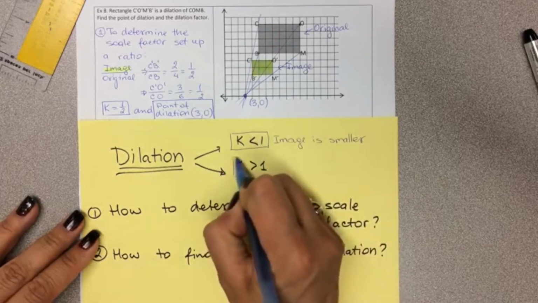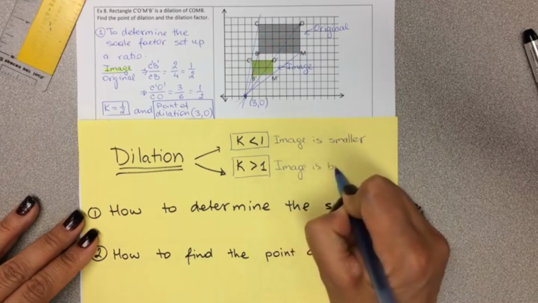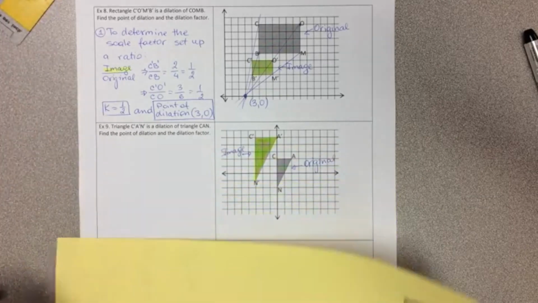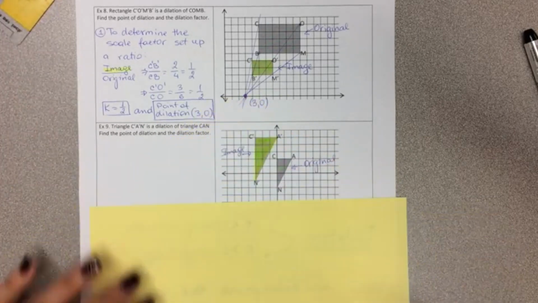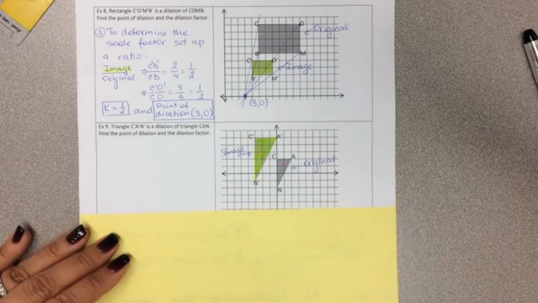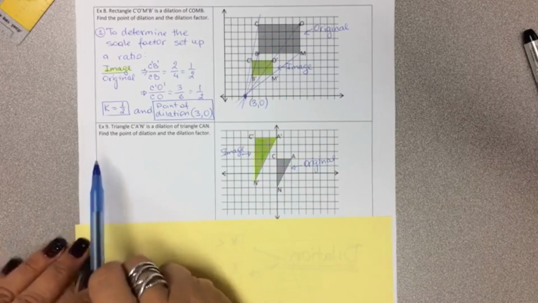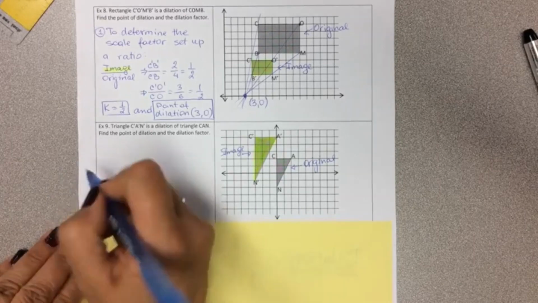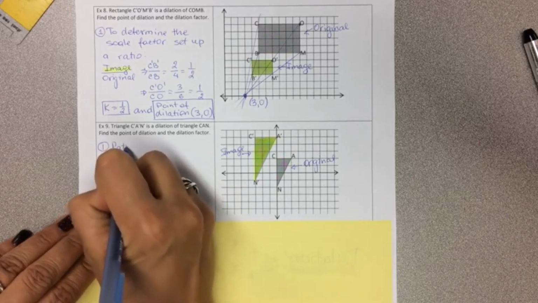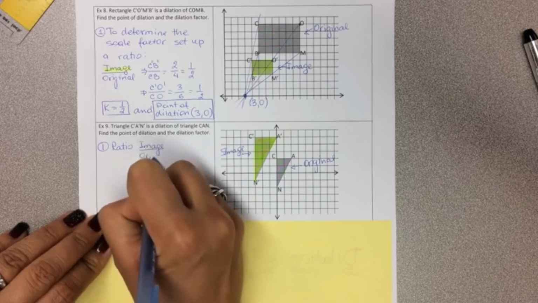So here the image is bigger. Scale factor is bigger than 1. So that is something to look out for. We have the original shape and the image is bigger. It means that I have to get a scale factor bigger than 1. Let's see what it is. To determine the scale factor, set up a proportion or ratio, a ratio of image to original.